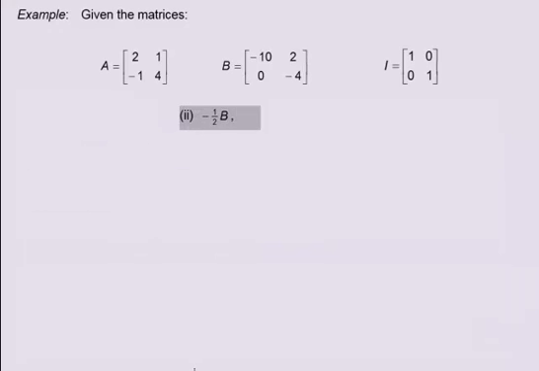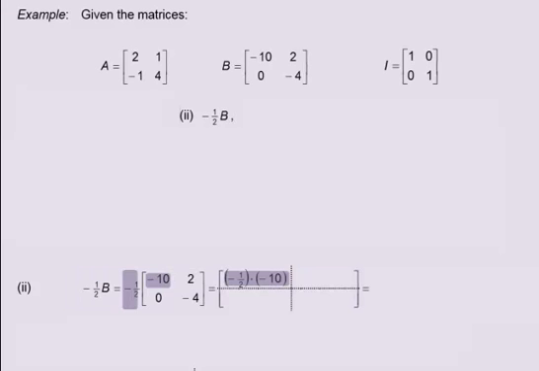2. Minus a half B. Minus a half B equals minus a half multiplied by minus 10, 2, 0, minus 4. The answer will be a 2 by 2 matrix, so draw a pattern, like this. Top left will be minus a half multiplied by minus 10. Top right will be minus a half multiplied by 2. Bottom left will be minus a half multiplied by 0, and bottom right will be minus a half multiplied by minus 4. Performing these calculations gives the answer of minus half B equals 5, minus 1, 0, 2.